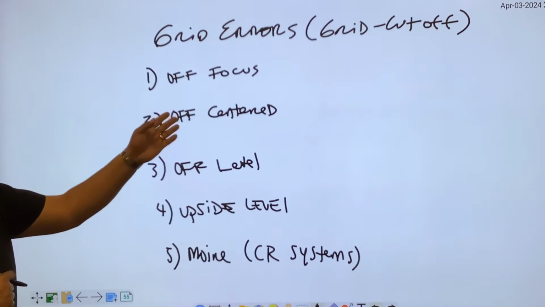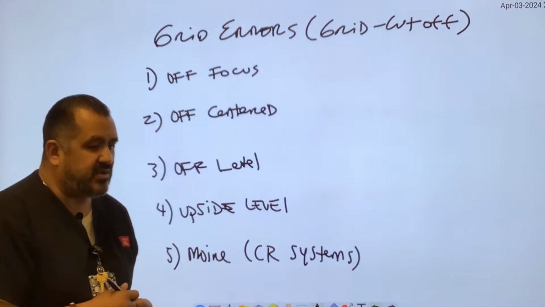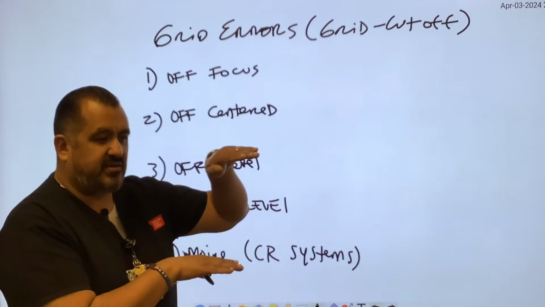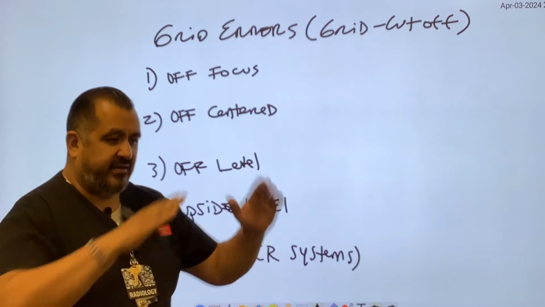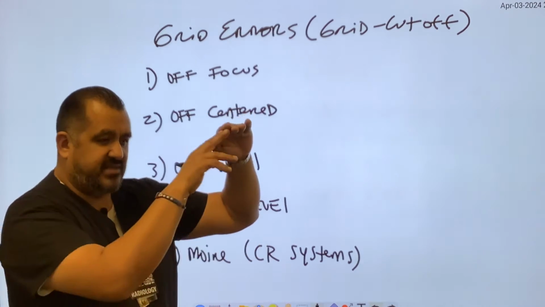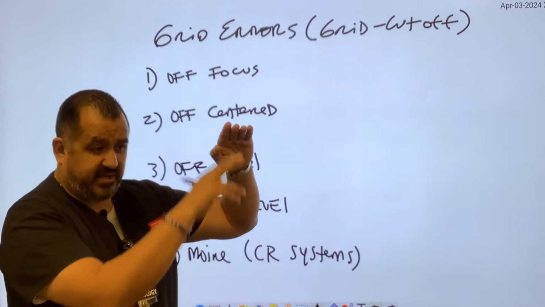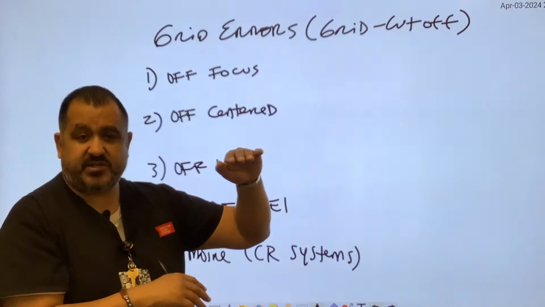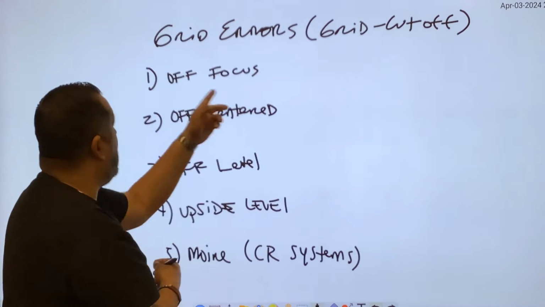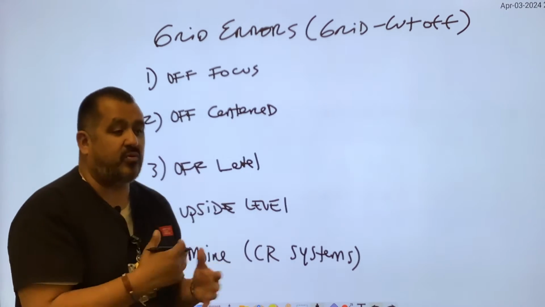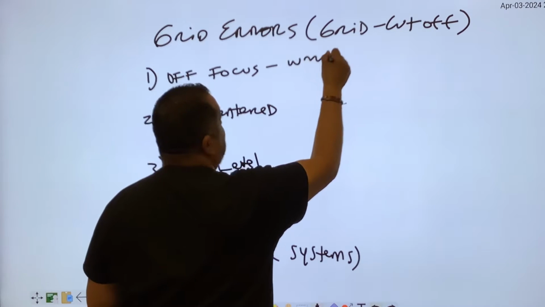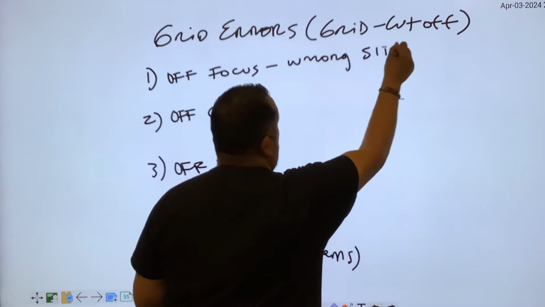So off focus is related to the focal range. If you remember in a previous video, we said that there's a grid radius. Remember the line of convergence? The grid radius is the distance from where the beam diverges to where it hits the grid. So the grid is designed to be used at a specific distance. Off focus has to do with a focal point error, where you have the wrong SID, the wrong distance.